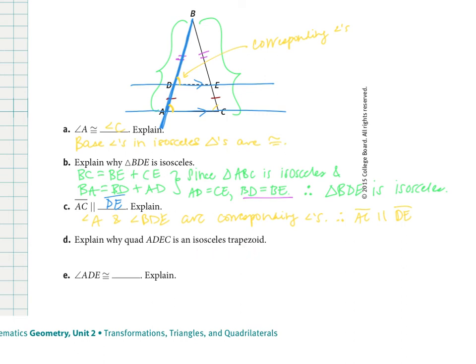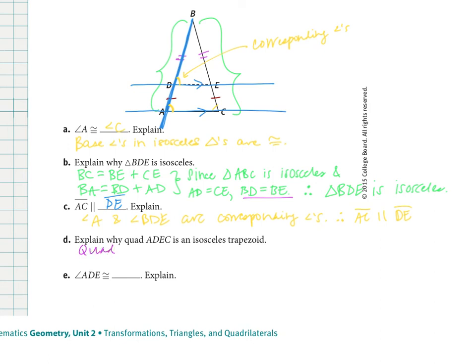So looking at this, remember, quad ADEC has a pair of parallel sides, and it has another pair of sides that are congruent. So that's why it's an isosceles trapezoid. It has one pair of parallel sides and the other pair of sides are congruent. So let's go ahead and write that down. Let's try that again.